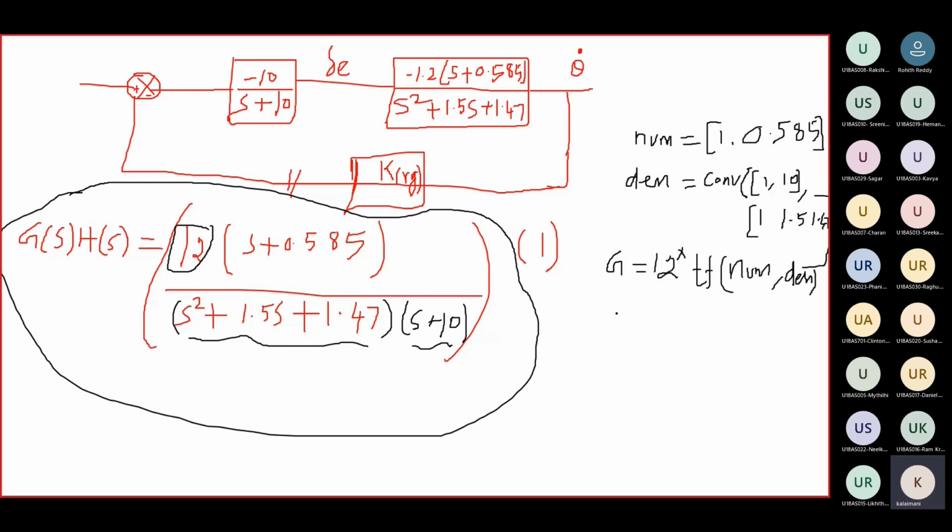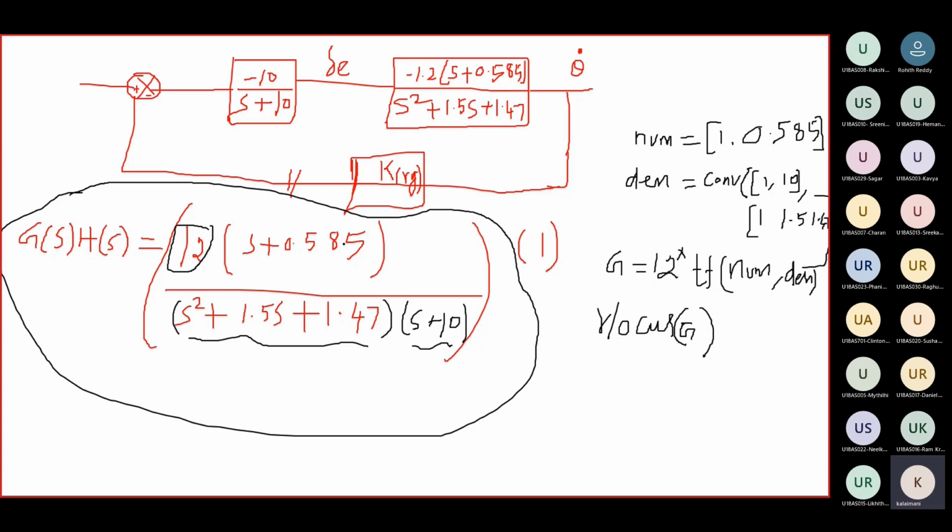Then we need to sketch the root locus. So use the command rlocus of your G. Use this command to sketch the root locus by using MATLAB.